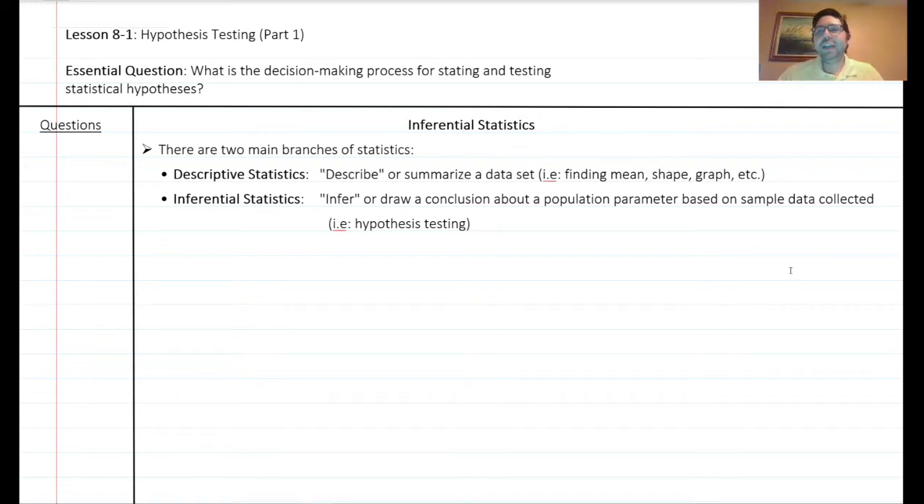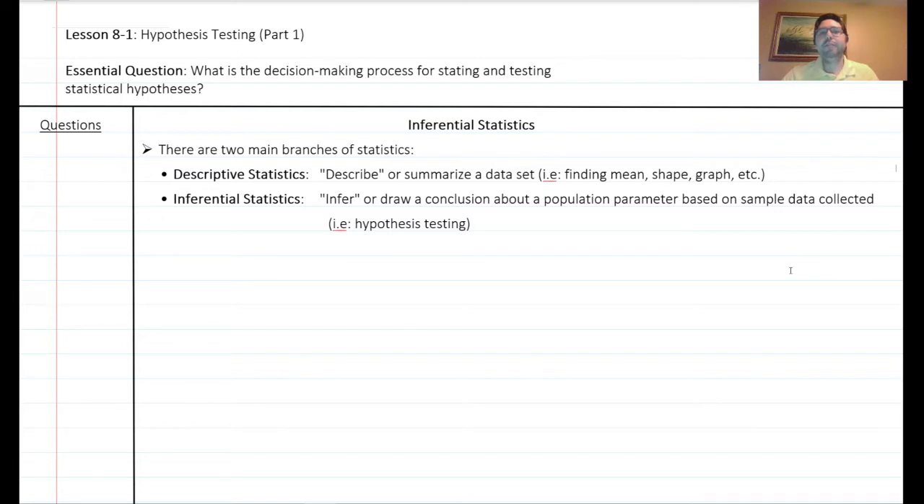Let's talk about the idea of inferential statistics. Most of what we did in the first half of the course was what we call descriptive statistics. There are two branches of statistics: the descriptive branch and the inferential branch. The descriptive branch involves describing a set of data. For example, finding the dot plot, the shape, the graph, finding the mean, the standard deviation, histograms, all that stuff describes a set of data.